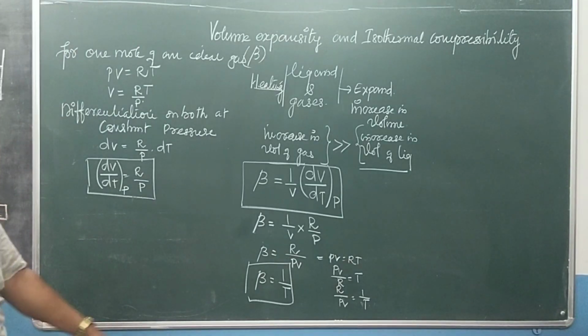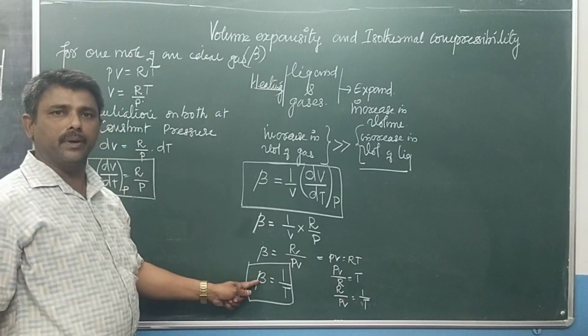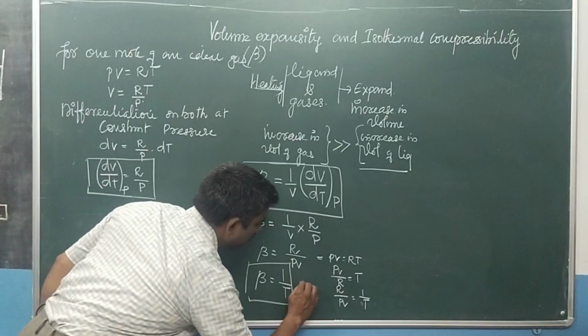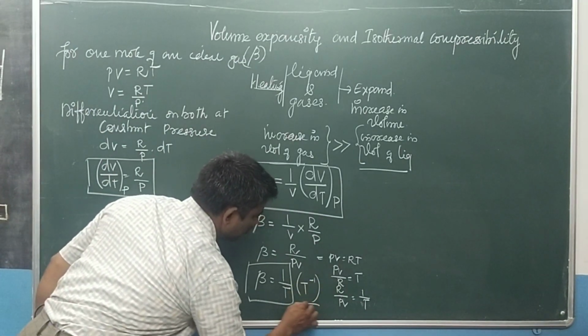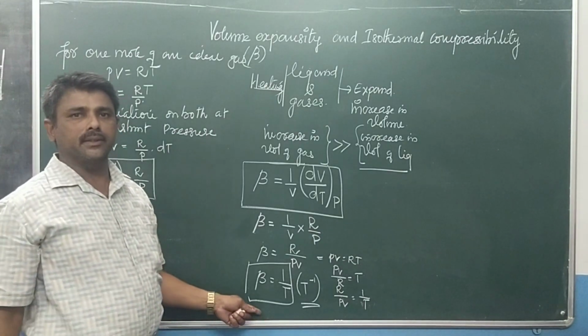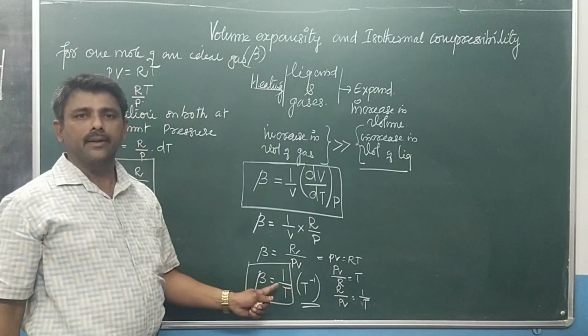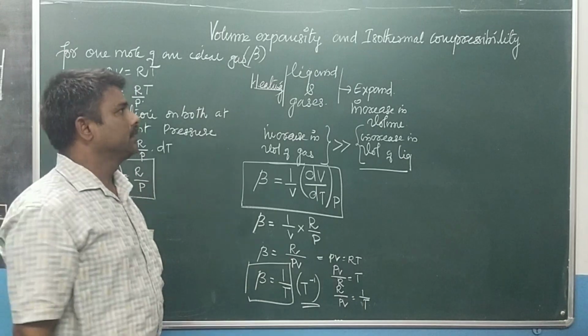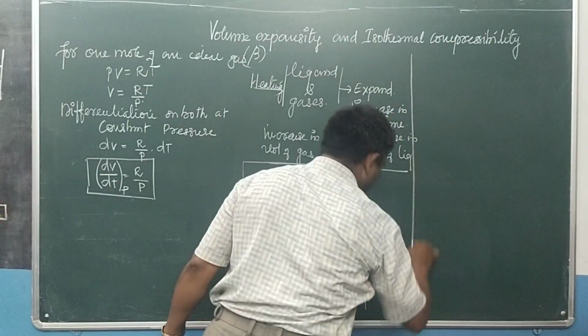The dimension for beta is T inverse. For an ideal gas, volume expansivity is nothing but 1 by temperature. Next, isothermal compressibility.